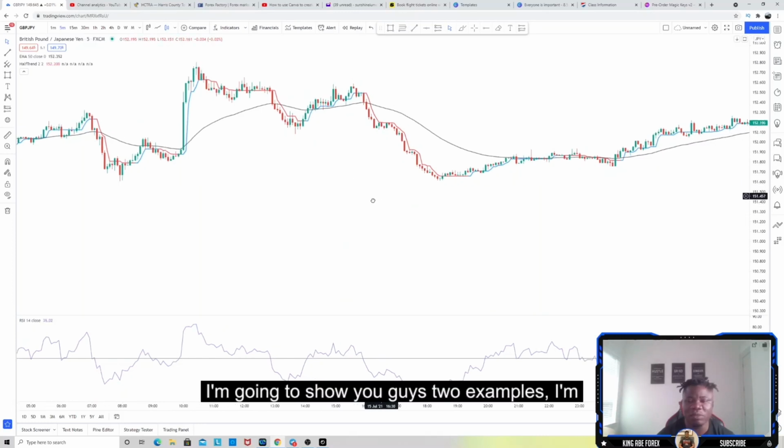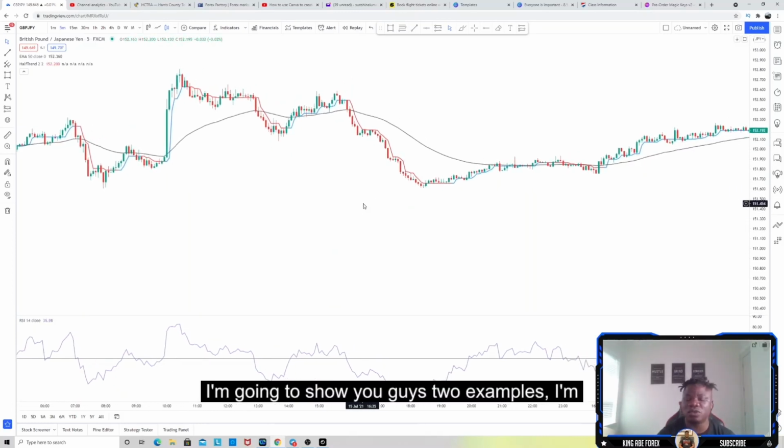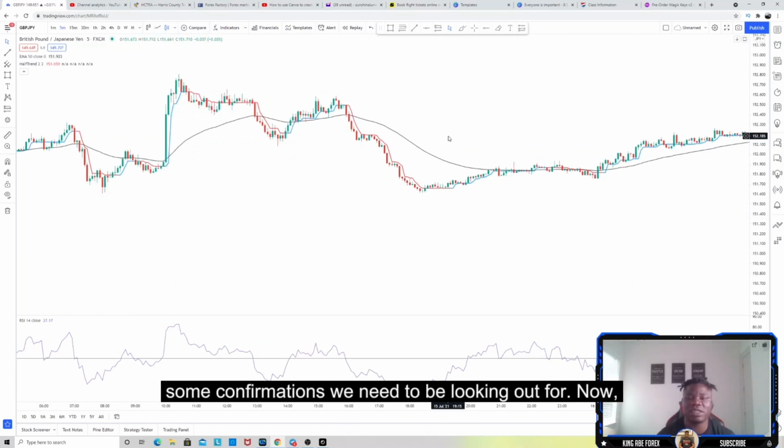Now I'm going to show you 2 examples: a buy example and a sell example. To use this strategy, there are some confirmations we need to be looking out for.